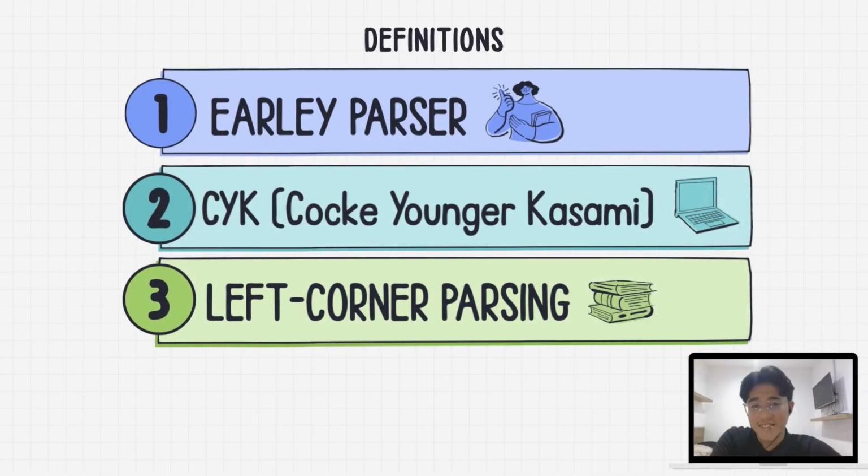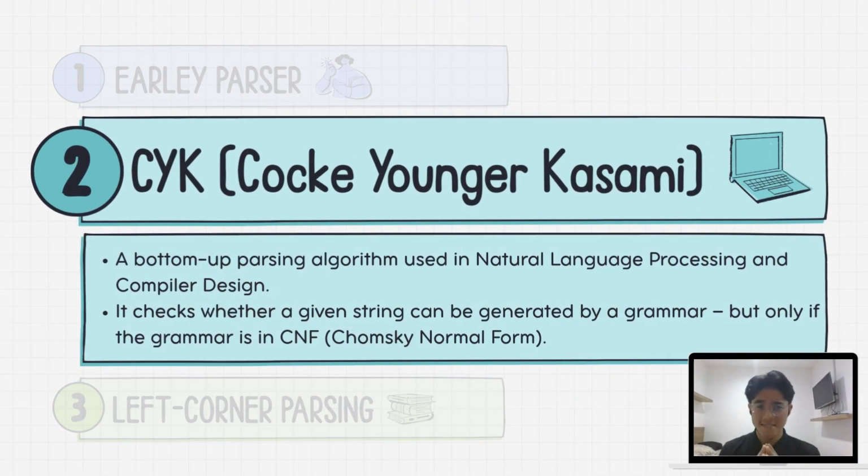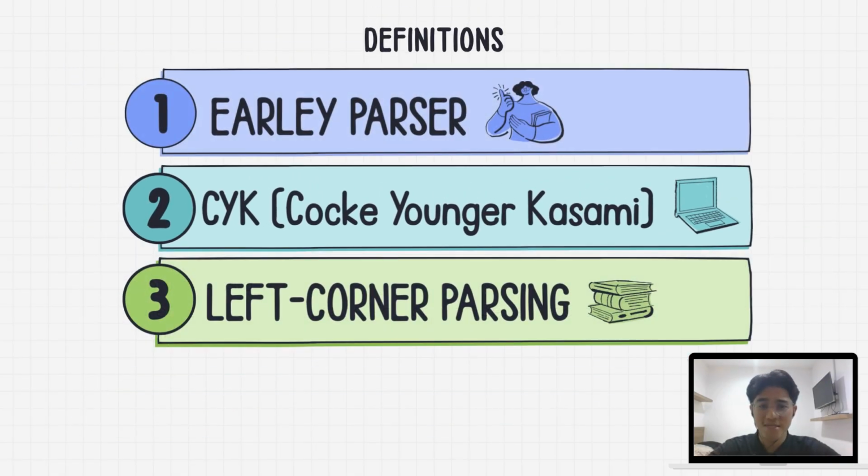Let's move on to the second algorithm, called Cocke-Younger-Kasami, or we can call it CYK, a bottom-up parsing algorithm used in natural language processing and compiler design. It checks whether a given string can be generated by a grammar, but only if the grammar is in CNF. What is CNF? Chomsky normal form.